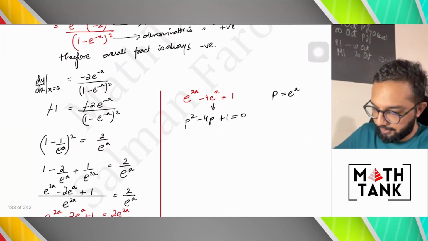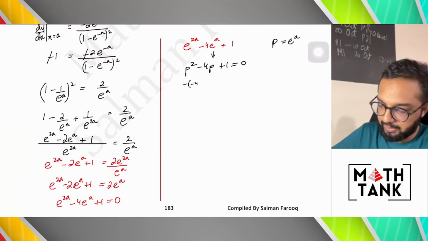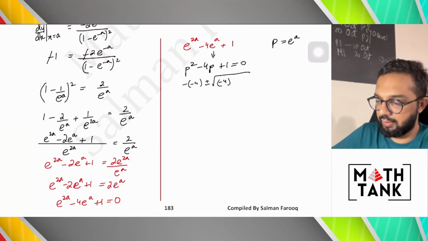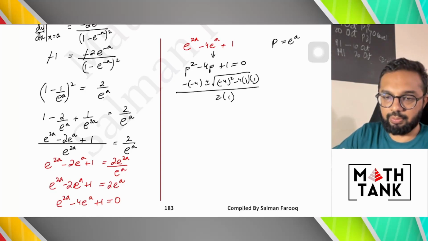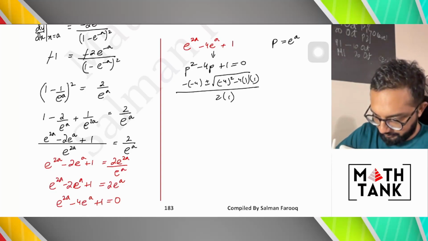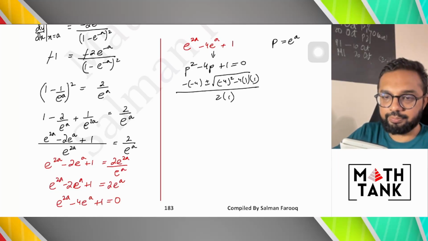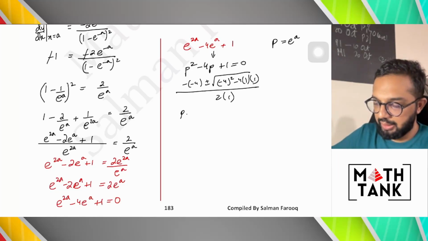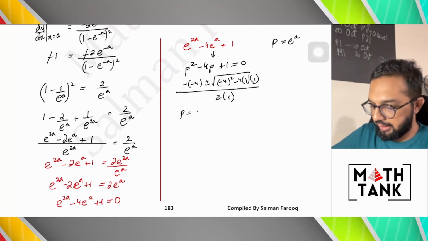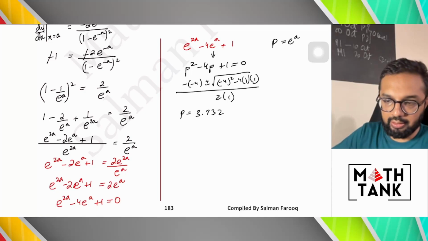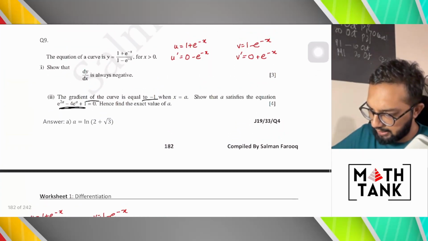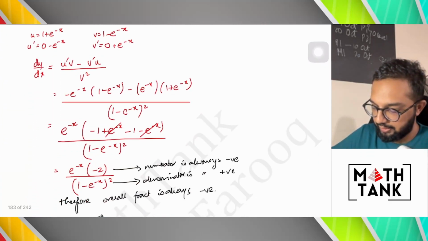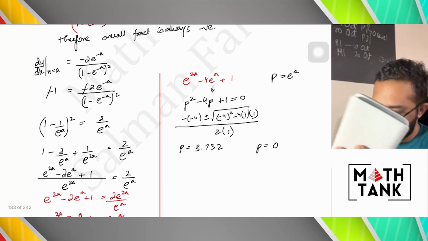I use the quadratic formula to find the value for p: minus b plus or minus root of b squared minus 4ac over 2a. And I will use this on my calculator. So I'm getting p as 3.732 and p as 0.26. That's not the exact value. I need to use an exact value. Okay, let's use an exact value.